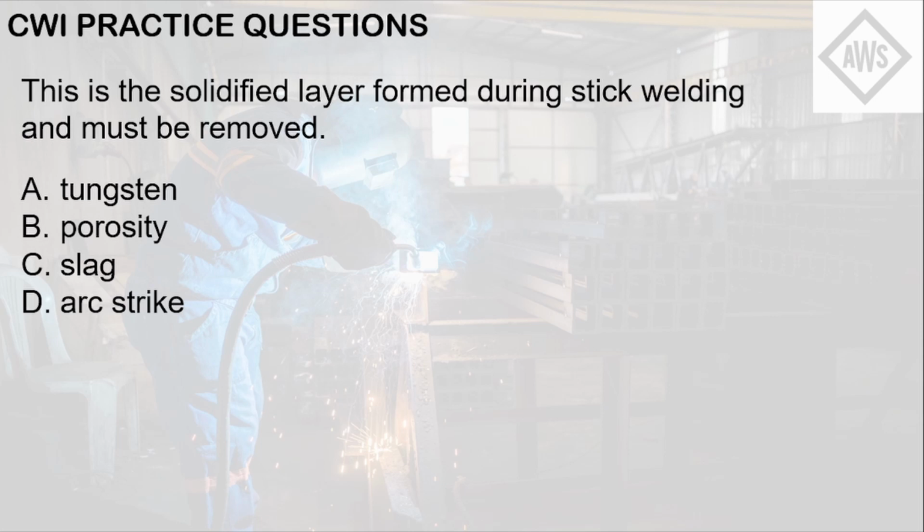Letter D, arc stripe, is also another weld defect or discontinuity, caused by the unintentional or intentional striking of the welding electrode to the other part of the base metal at or near the welded portion of the metal. So that leaves us to the answer, letter C, slag. Slag is the solidified layer formed during the SMAW process, enabling the molten weld pool of metal to be cooled and also to be shielded from the harmful effects of atmospheric gases.